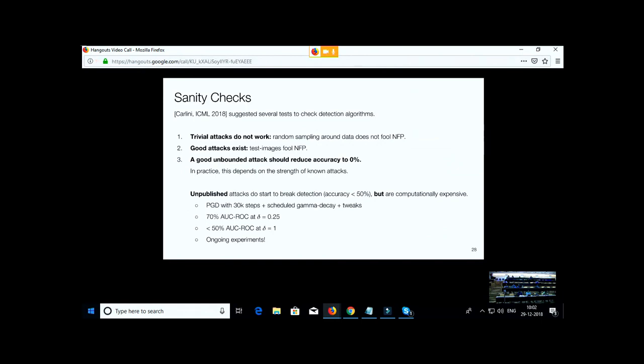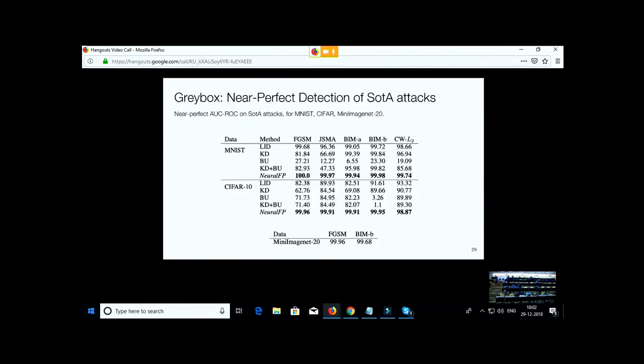Okay, so I'll come back to this later. And so there's some sanity checks that you should do, but let's first go to the experimental results. So in a gray box setting, where the attacker doesn't actually know what the fingerprints were that we chose, we basically get near perfect detection rates on all of the state-of-the-art attacks.